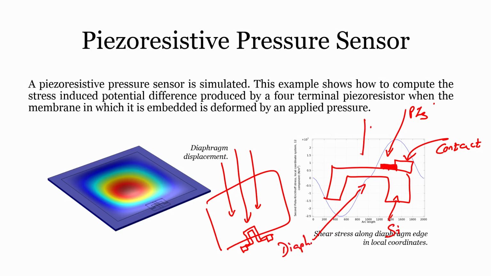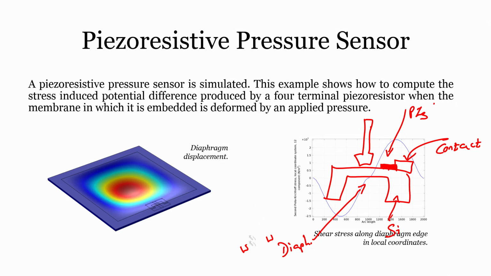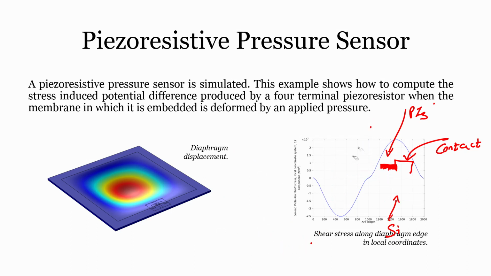If I apply a force on this particular diaphragm, then the diaphragm displacement causing the change in the piezoresistor can be simulated with the help of COMSOL Multiphysics. You see, this is nothing but a pressure sensor. If I apply a pressure and see the change in resistance, I can design my pressure sensor with the help of piezoresistive material, right. That is the advantage of using the simulation software.